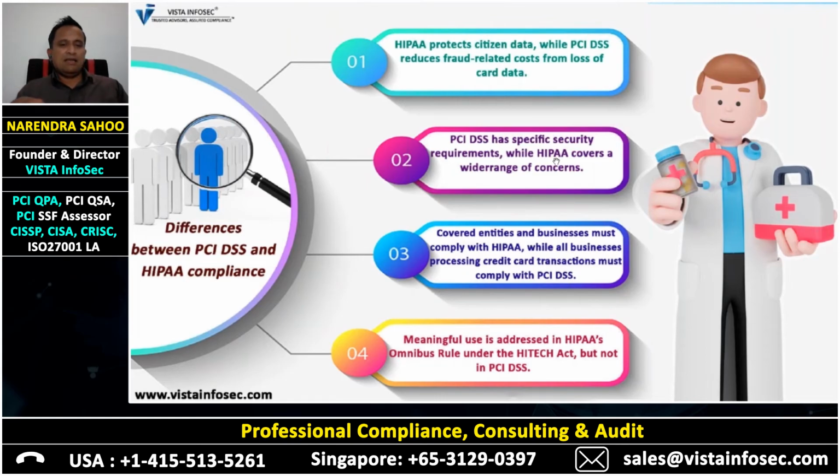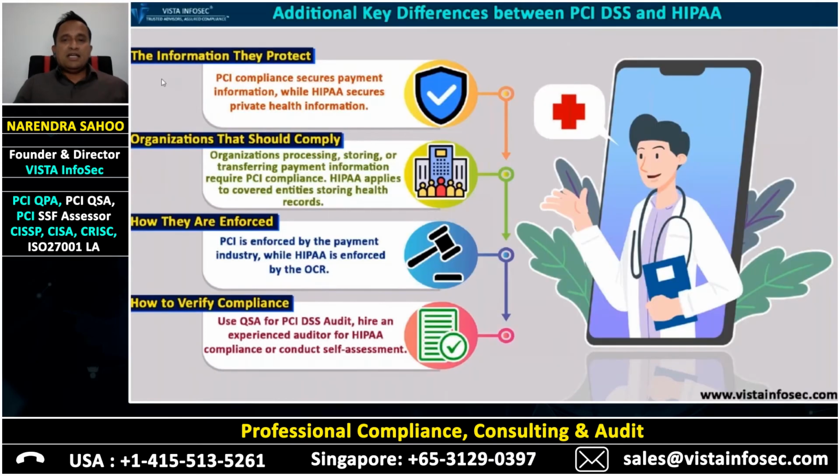Meaningful use is a privacy term. It is addressed in the HIPAA omnibus rule, but it's not there in PCI, because simply speaking, PCI is not concerned with privacy. So the key differences between PCI DSS and HIPAA: PCI compliance secures your payment information, whereas HIPAA secures your private health information. One is concerned with security, the other with privacy and security. PCI is not concerned with privacy at all, but it is better than HIPAA in the security aspect. So if you can combine them together, you get the best of both worlds, right?